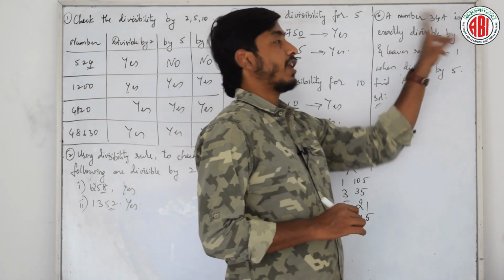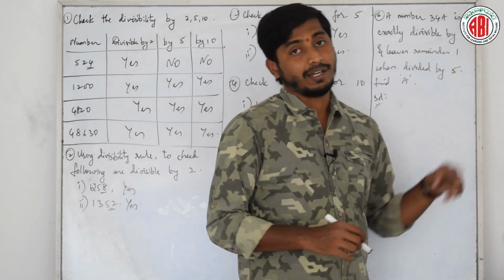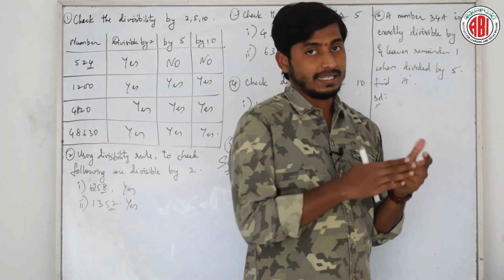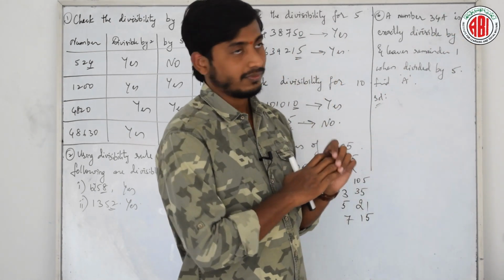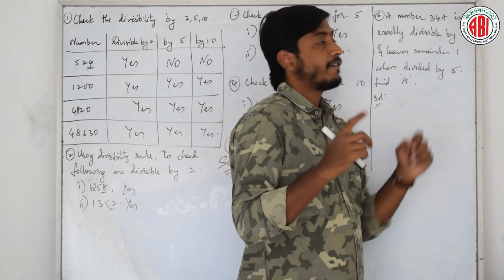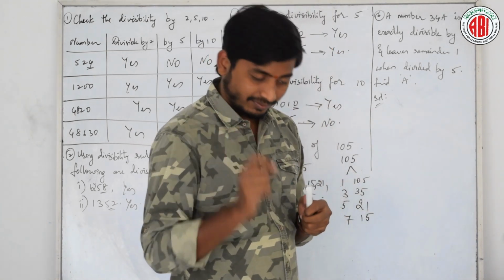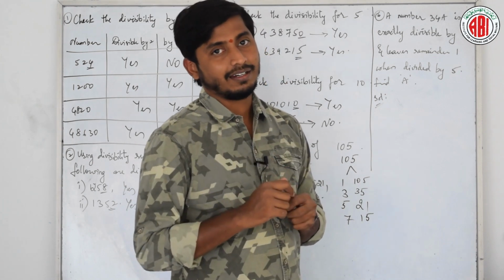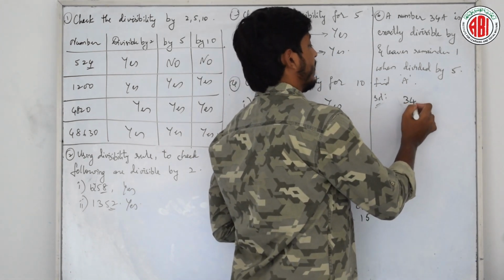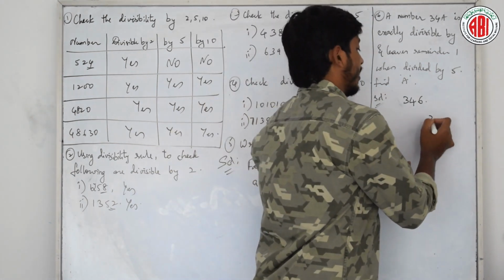Next, a number 34A, where A is in the ones place, don't get confused, is exactly divisible by 2. Then tell me, it should be the number 2 or 4 or 6 or 8 or 0. Next, he is telling us it leaves a remainder 1 when divided by 5. When do we get that? It should be either 6 or 11, 1, however, is not possible. Obviously, the number is 346.